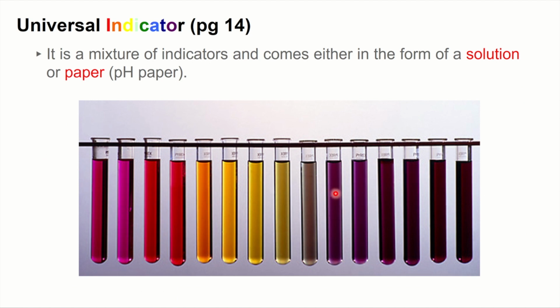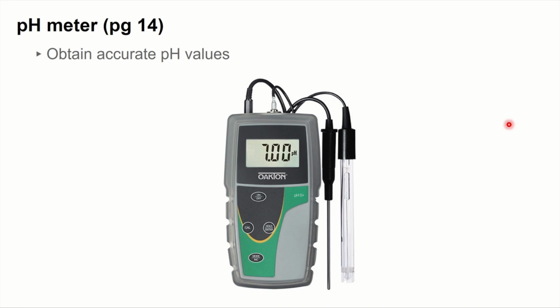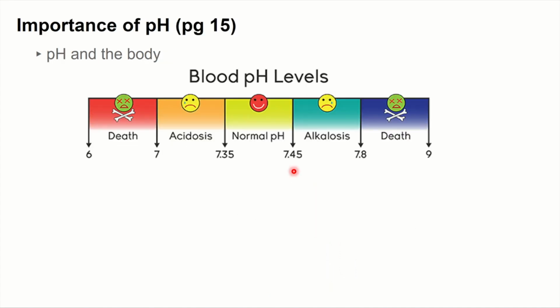Universal indicator means it has more colors and it changes at more pH levels. Okay, so this is another one, pH meter, data logger. It will give you better and more accurate pH values. So pH levels are important. You cannot vary too much, especially for example, your blood pH level.